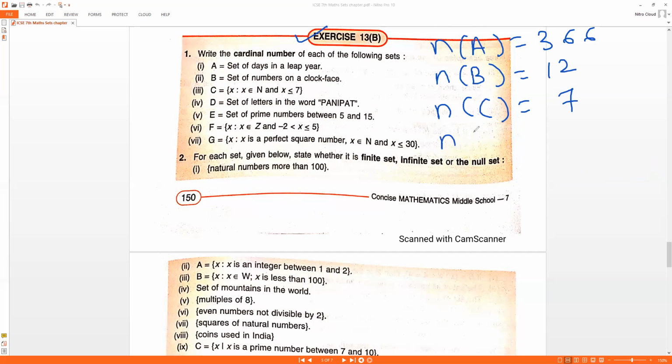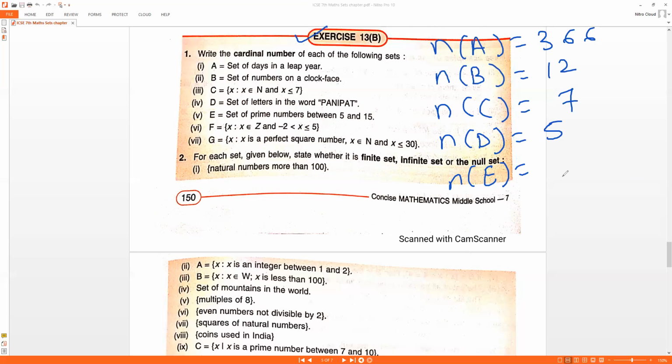Okay. N of D? Set of letters in the word Panipat. We do not have to repeat. A, N, I, T, P. We have to write the letters once only. Correct. So cardinal number is 5. What about E? 3. Correct. Set of prime numbers between 5 and 15. How many are there? 3.